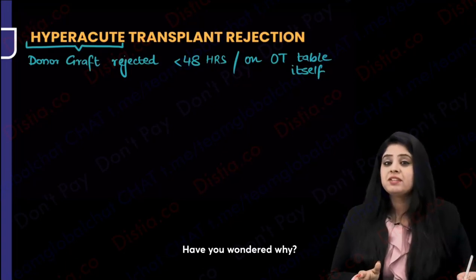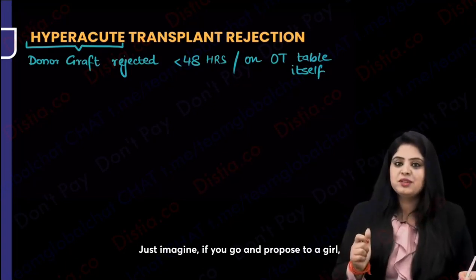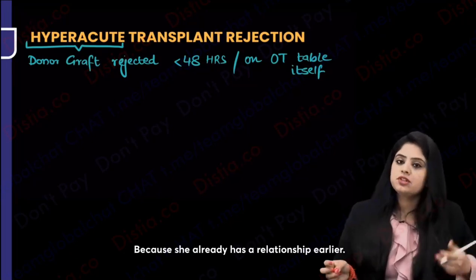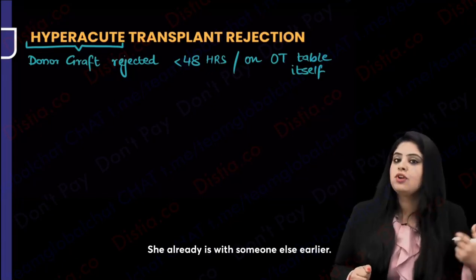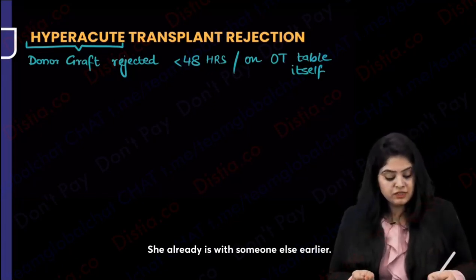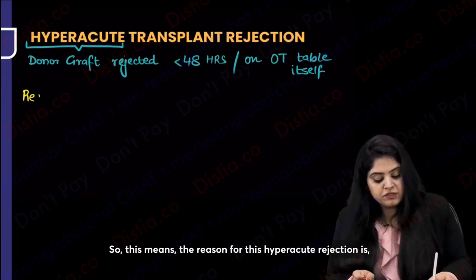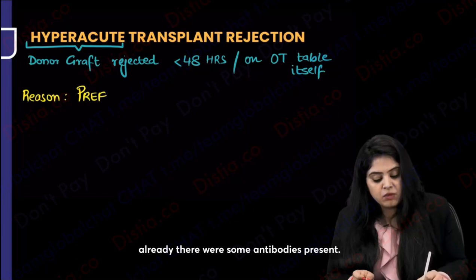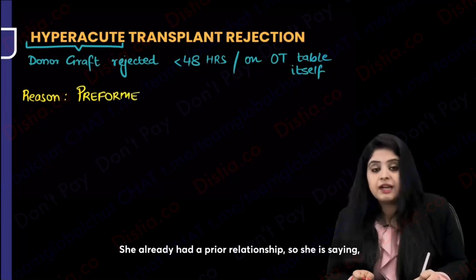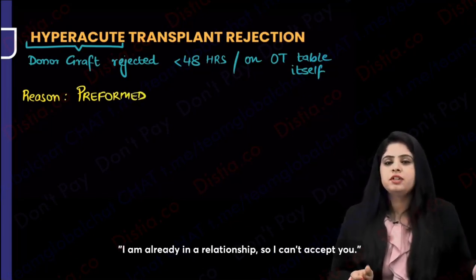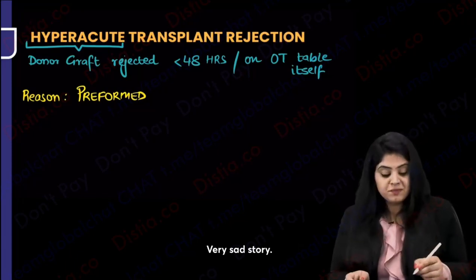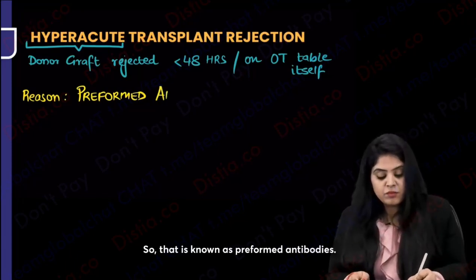Have you wondered why? Just imagine, if you go and propose to a girl, why will she reject you on your face? Because she already has a relationship earlier, she already is with someone else. So this means the reason for this hyperacute rejection is that there were already some antibodies present. She already had a prior relationship. So she's saying, I'm already in a relationship, so I can't accept you. She's rejected you on your face. Very sad story. So that is known as preformed antibodies.